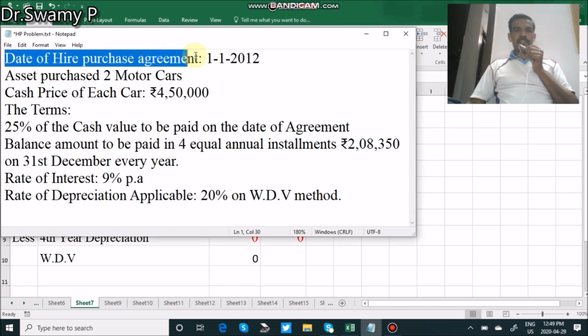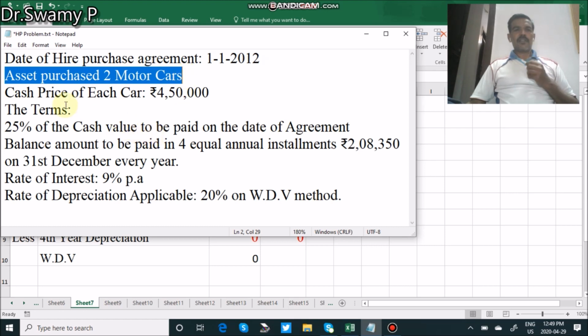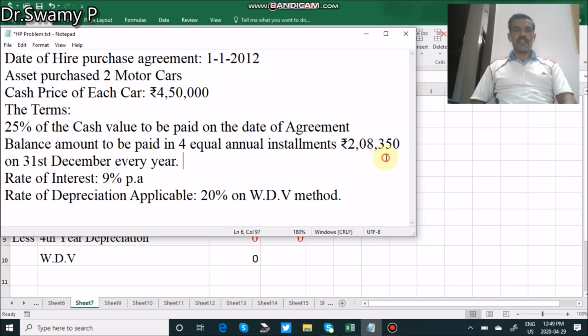The date of hire purchase agreement is 1/1/2012. Asset purchased is 2 motor cars, and cash price of each car is 4,50,000. The terms of agreements are the 25% of the cash value to be paid on the date of agreement, the balance amount to be paid in 4 equal annual installments of rupees 2,08,350 on 31st December every year. The rate of interest 9% per annum, rate of depreciation 20% on reducing balance method.